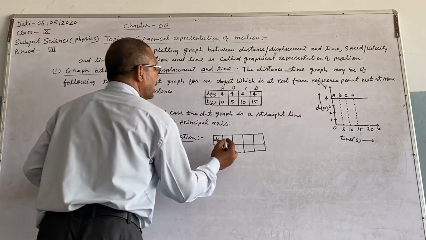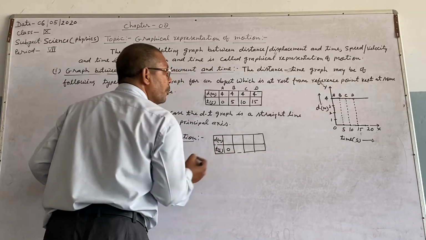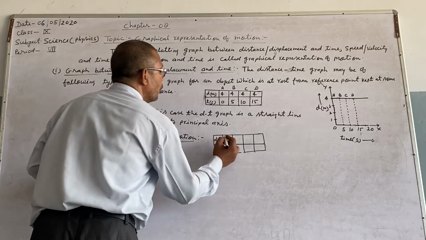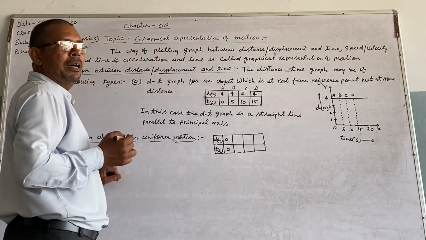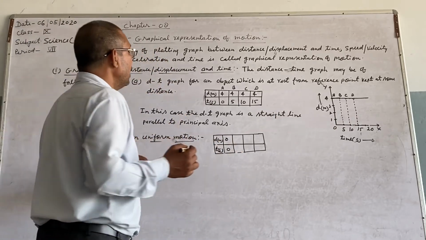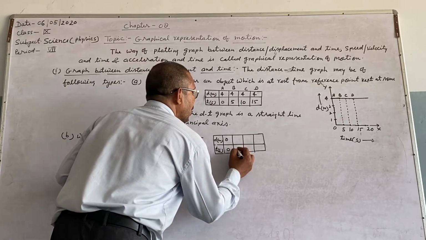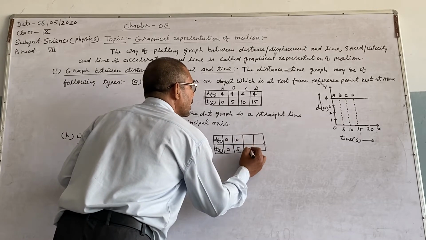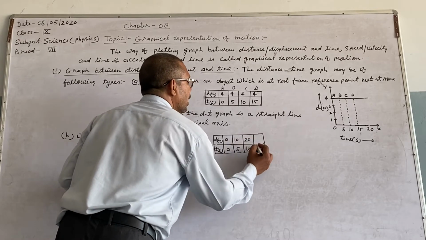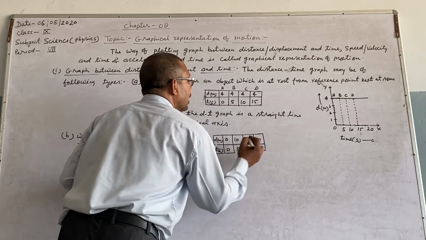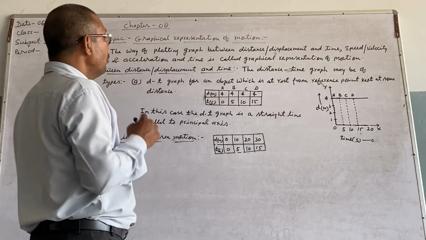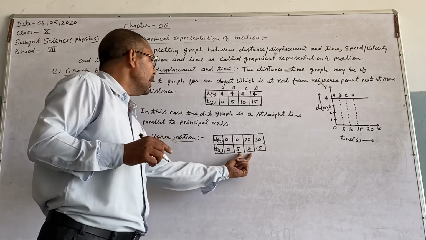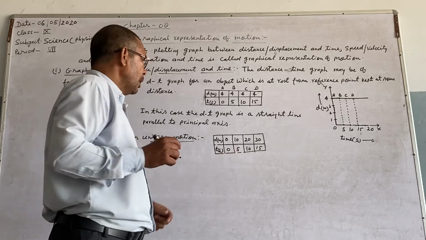D in meter and time. Let at time t0 the distance covered by a body is 0, right? After 5 seconds, let the distance covered is 10 meter. After 10 seconds, let distance covered be 20, and after 15, 30 meter. Now draw the distance time graph using this information. What will you get?